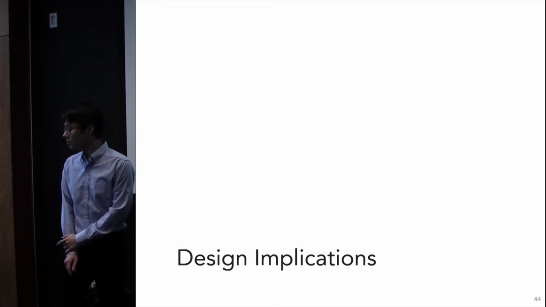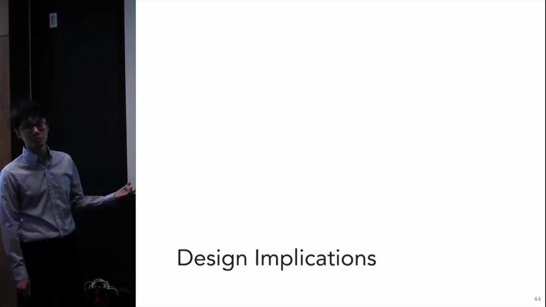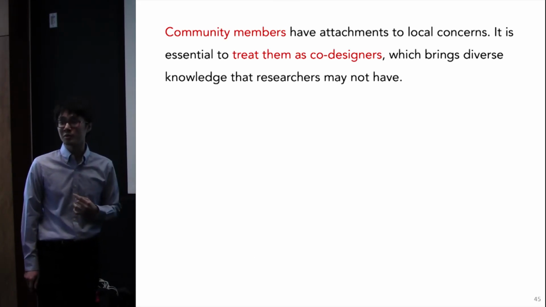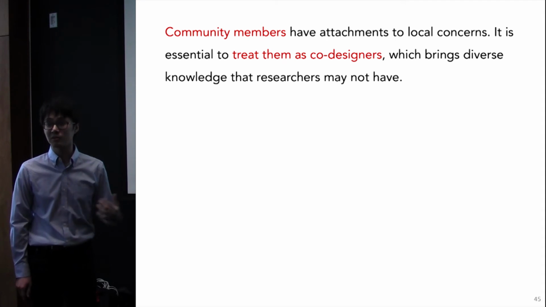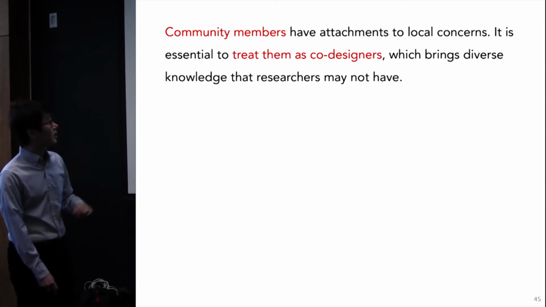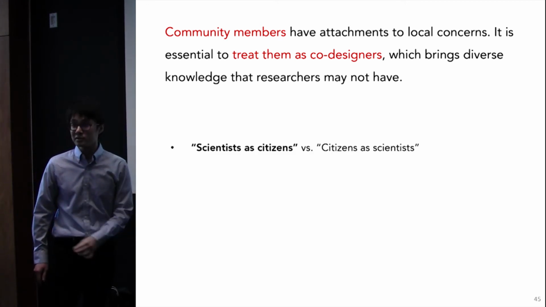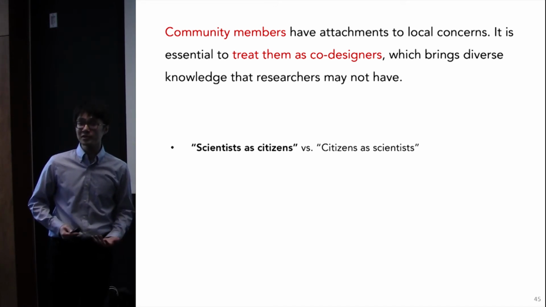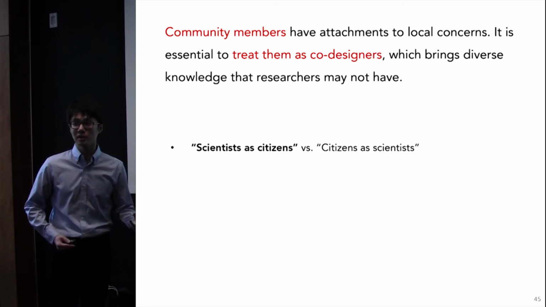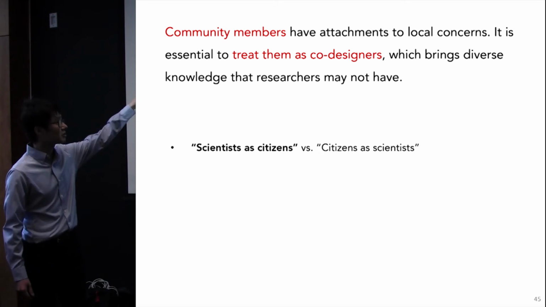Okay, so now I'm going to sum up with design implications. There are 3 design implications here. The first one is, I think it's important to treat community members as co-designers, like what I mentioned before, not tools or sensors. And I also want to emphasize these 2. Citizens as scientists is one direction, but I want to emphasize the importance of scientists as citizens. So we are also part of the people who experience the problem. So it's also important to think about it this way.